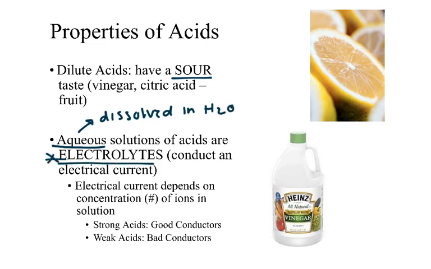This is a key word here. It means that they conduct an electrical current. This is based on the number of ions. So when we have strong acids, we have good conductors. When we have weak acids, we have bad conductors of electricity.